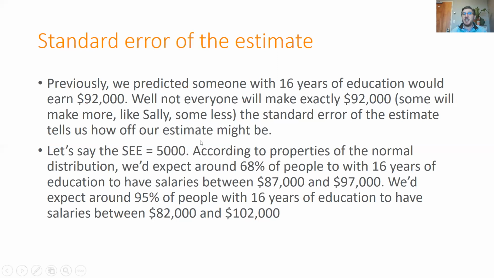So we can use our standard error as that estimate. That's telling us how far off our scores may be. And if we assume that these scores are normally distributed, we can get estimates of how far. So we'd expect with 16 years of education, around 95% of people should earn within this range according to our regression equation.